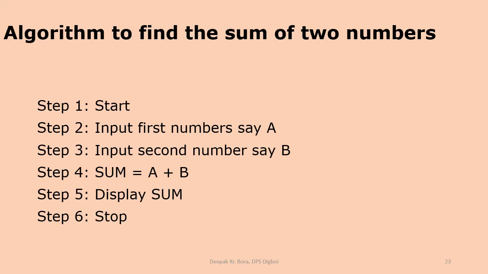Step 4 is sum is equal to A plus B. So here it will be processed. A plus B, the process is going to take place. It is being added and the result will be stored in sum. And step 5, display sum, that is, it is going to be displayed or printed on the monitor. The last one is stop.